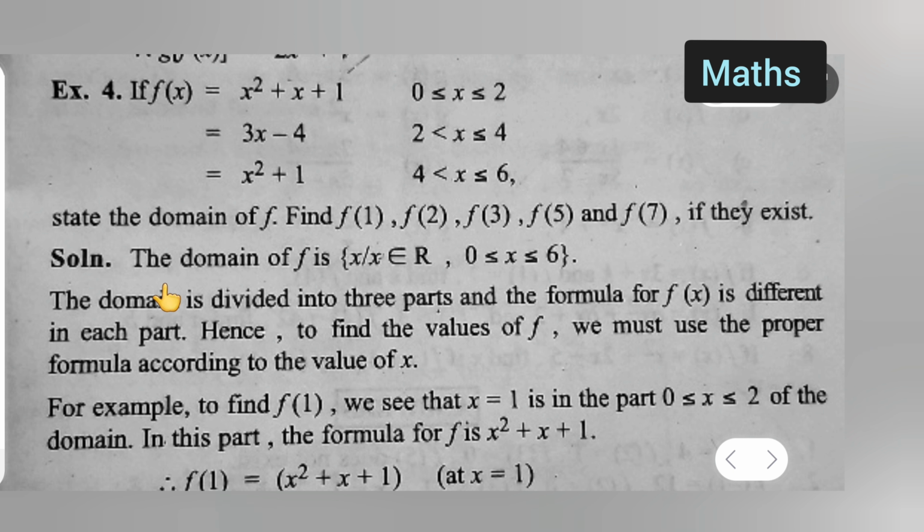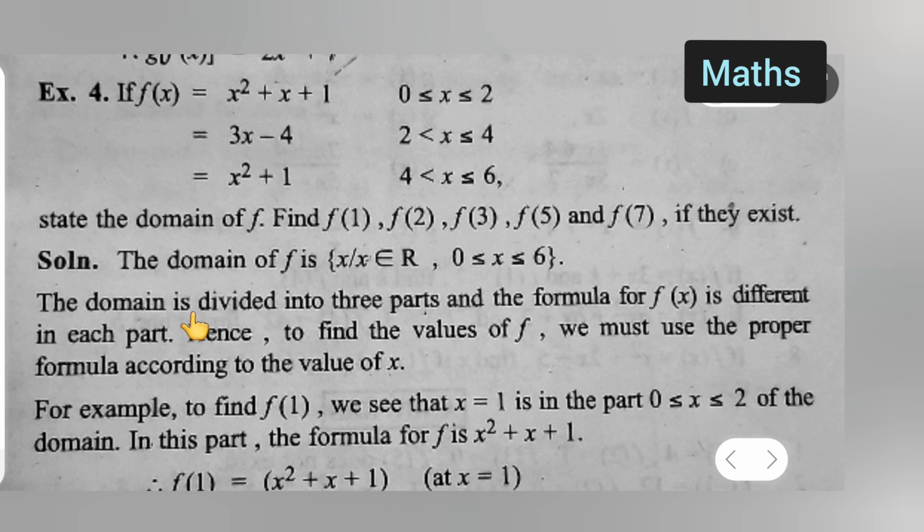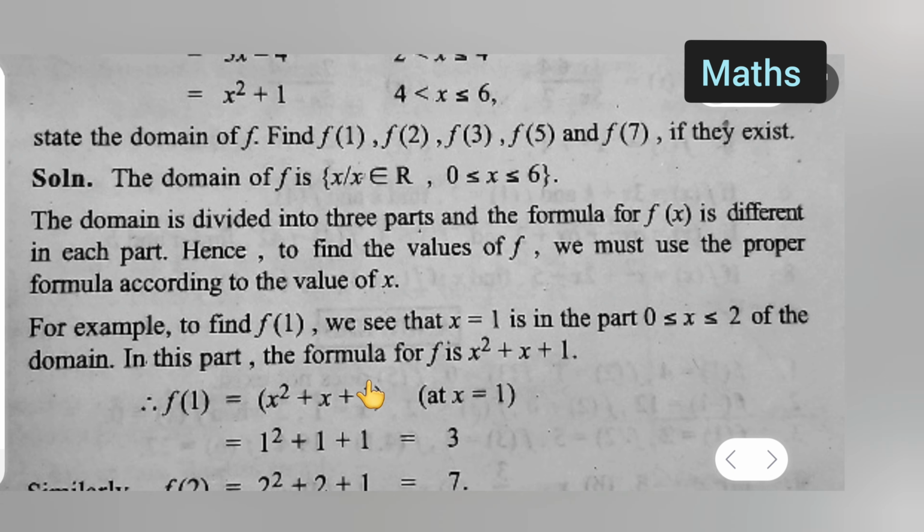Okay, so for your knowledge purpose, you take down this information. The domain of f is x where x belongs to R, and this x lies between 0 and 6. You all can write down, the domain is divided into 3 parts, and the formula for f of x is different in each part. Hence, to find out the value of f, we must use the proper formula according to the value of x.